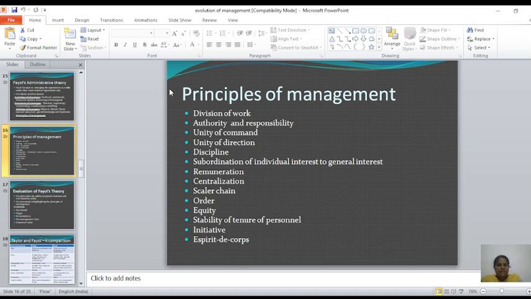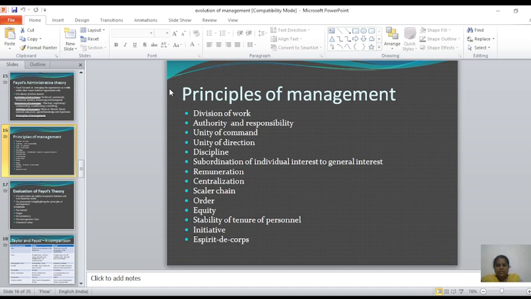The first principle is division of work. Next is authority and responsibility. Next is unity of command, and the fourth is unity of direction, then discipline, subordination of individual interest to general interest, remuneration, centralization, scalar chain, order, equity, stability of tenure of personnel, initiative, and esprit de corps. These were the 14 principles given by Henri Fayol.